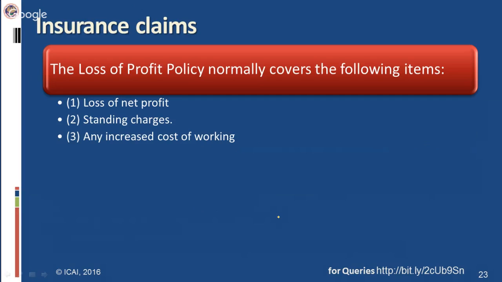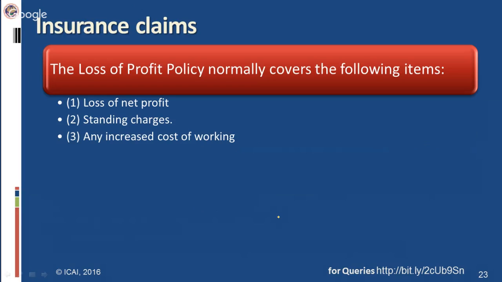What is loss of net profit? Suppose the fire is there, then definitely for some particular period of time you will not be able to run your business. Maybe 2 months, maybe there will be dislocation also. Then definitely your sales will be reduced, your profit will be reduced. So that is loss of profit, which the insurance claim can give you if you have taken the insurance policy.